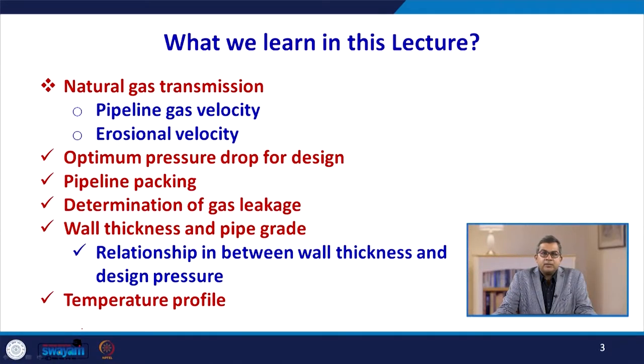and we discussed the pipeline segmental looping. Now, in this particular lecture, we are going to discuss natural gas transmission with the pipeline gas velocity, then erosional velocity. Apart from this, we will discuss the optimum pressure drop for design. We will discuss pipeline packing, how we can determine the gas leakage, and the concept of wall thickness and pipe grade. In this, we will discuss the relationship between wall thickness and design pressure. Apart from this, we will discuss the temperature profile. So, let us discuss the pipeline velocity.